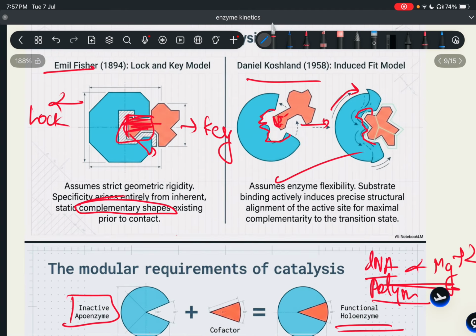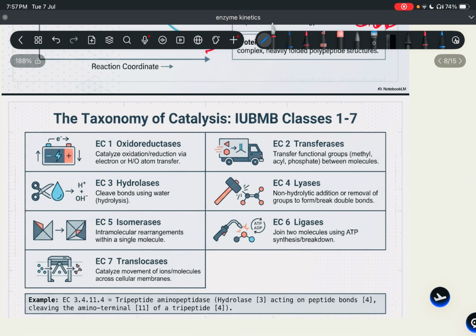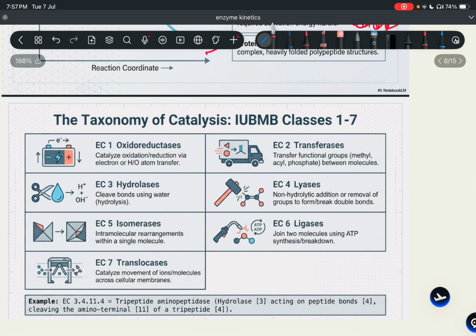Okay, so the next thing that we need to discuss is the classes. So EC3, that is the class hydrolase, cleaving bonds using water. First, oxidoreductase, via this H or O atom. Then there is transferase, transfer of functional groups like phosphatases. Lyase, breaking the double bond. Isomerases, structural rearrangement, glucose to fructose sort of thing.